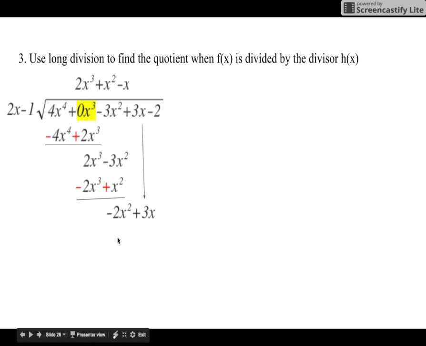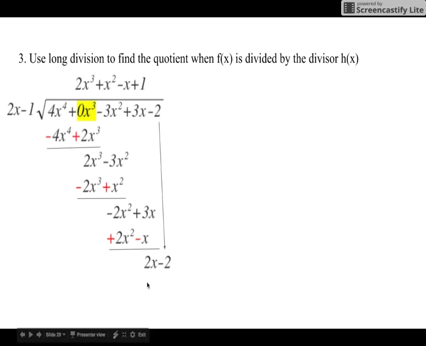Now, what times 2x is -2x squared? Well, -x, that's where this came from. So we multiply 2x times -x, which will give us -2x squared. And then we have -1 times -x, which will give us plus x. By the rules of long division, you change the signs, and this becomes plus 2x squared minus x, which will give us 2x. We bring down the -2.